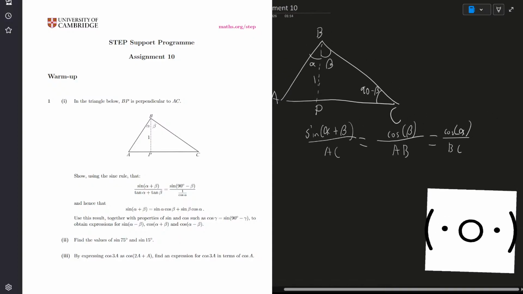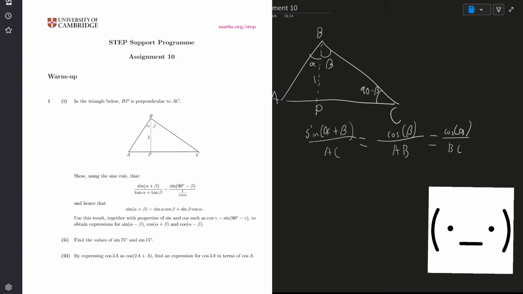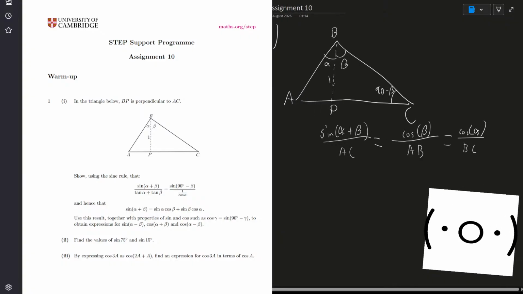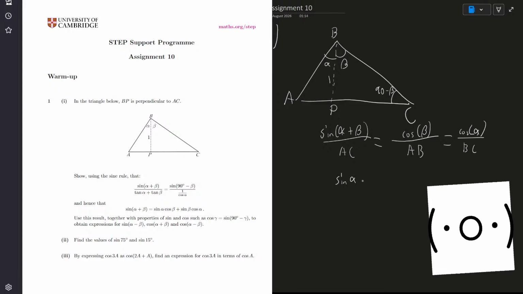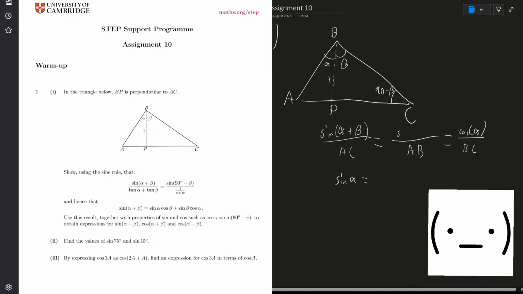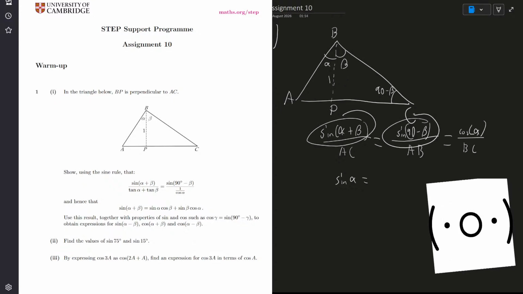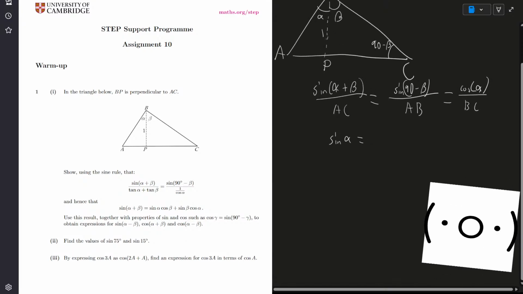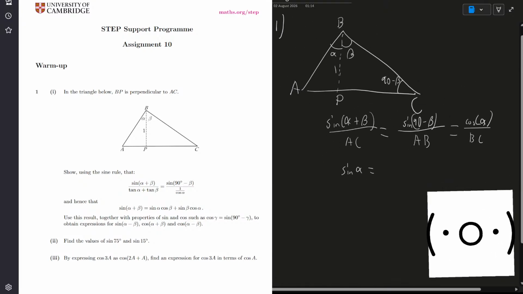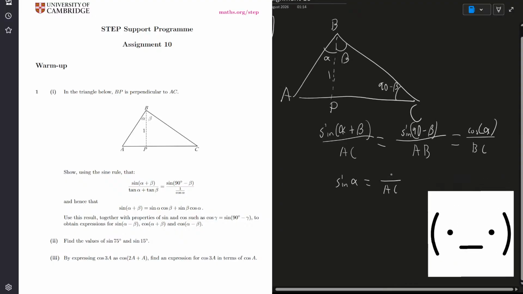Now what we need to do is find, let's see, what sine alpha equals. We already know that this bit is in the correct form, and this bit is in the correct form. So all we need to do is get the values for AC and AB. And we can do that by looking at sine alpha first. So sine alpha is equal to AC divided by 1.